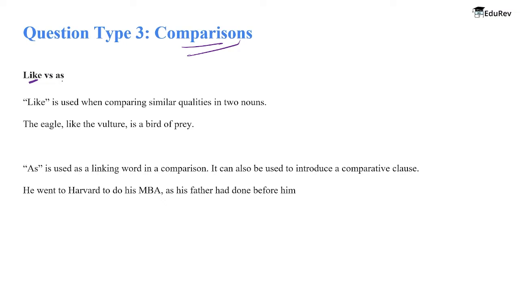Like versus as. Like is used when comparing similar qualities of two nouns. When you have to compare similar qualities of two nouns. For example, the eagle, like the vulture, is a bird of prey, which means that eagle is like the vulture and they both are the birds of prey. So this is where we use like.